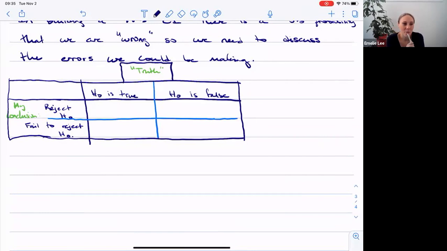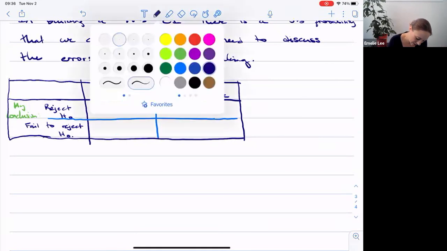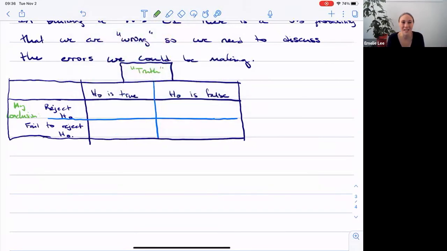Okay, so if H naught is true, then the correct conclusion would be that I fail to reject H naught, right? Meaning I don't have enough evidence to reject it, right? Clearly avoiding the word accepting, right? I don't accept anything because there's always a chance that I'm wrong. And so that would be the correct conclusion in that case, right?